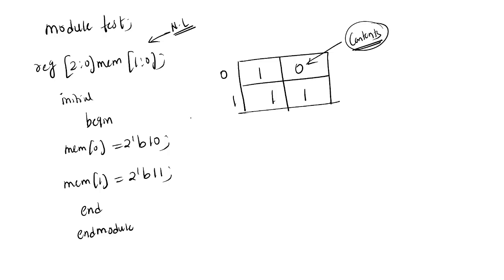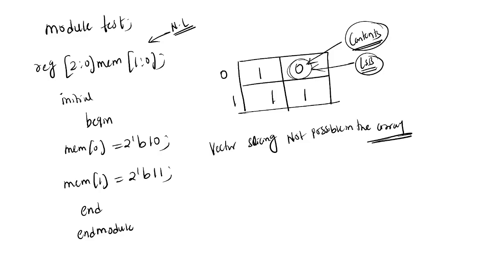Vector slicing is not possible in arrays. Suppose I want to access only one bit, like the LSB bit. Vector slicing is available in vectors, but vector slicing is not possible in arrays, that you need to remember. So this is about the data types and arrays.